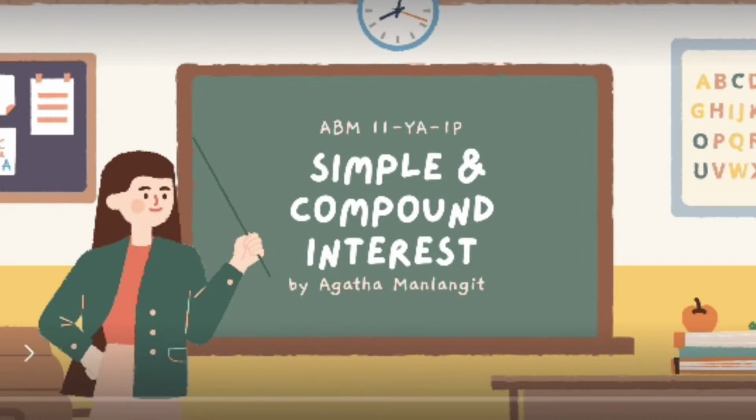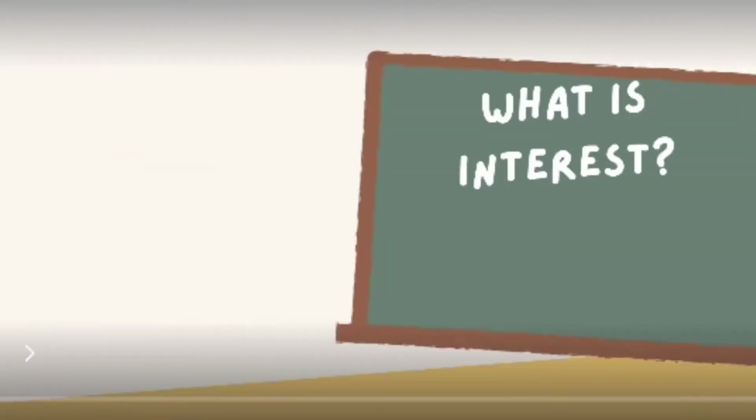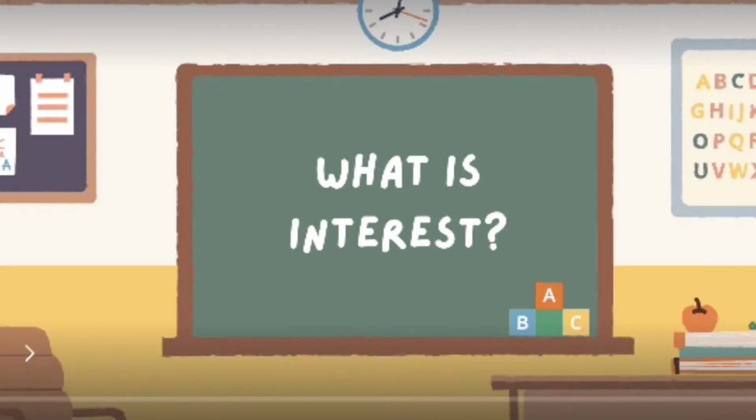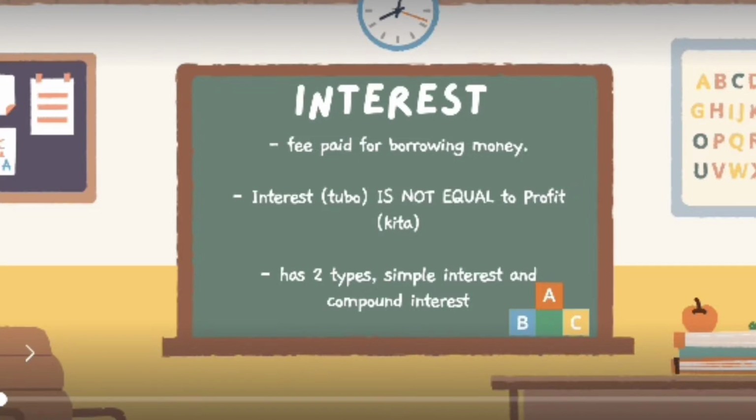So, ito yung topics natin for today, simple and compound interest. Before we go on to simple and compound interest, let us know first what is interest. Interest is the fee paid for borrowing money. Many people mistake that interest or tubo is equal to profit, which is kita, but it is not. Interest has two types, simple interest and compound interest.